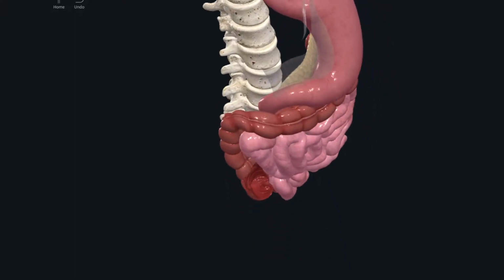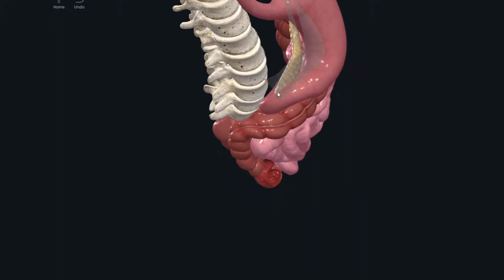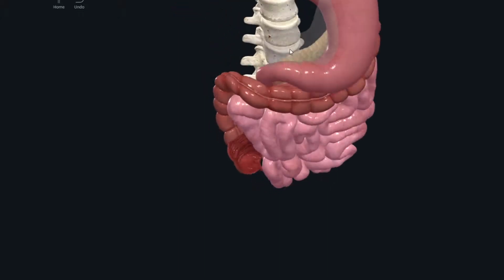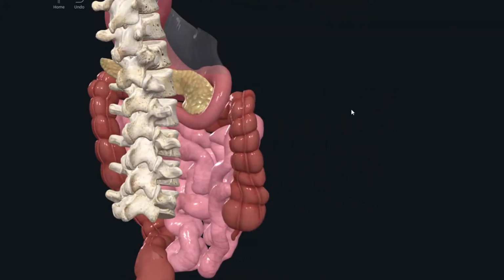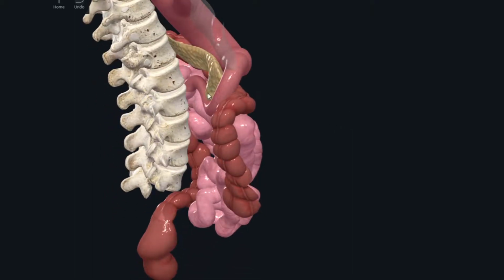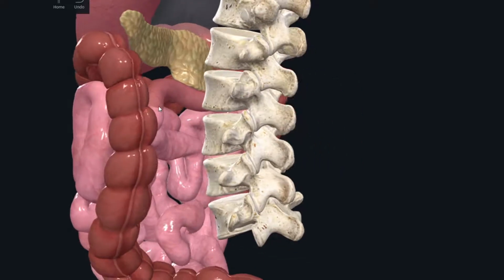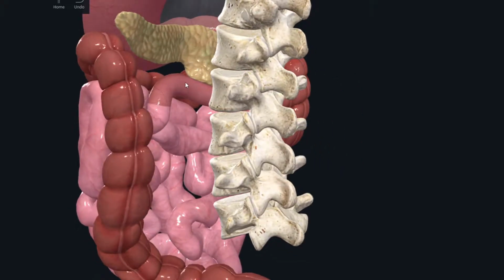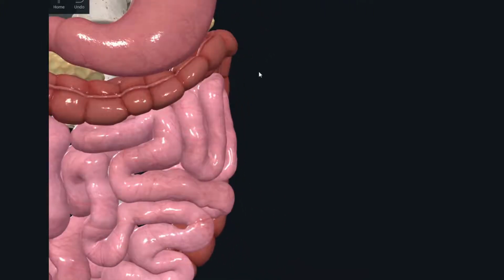The anterior relation includes this lesser omentum right here, and then we have the fourth part of the duodenum. So that's the duodenum right there. We're not going to consider the other parts. But as you can see and observe here, we have the fourth part of the duodenum, which is in close proximity and lies anteriorly to the pancreas.